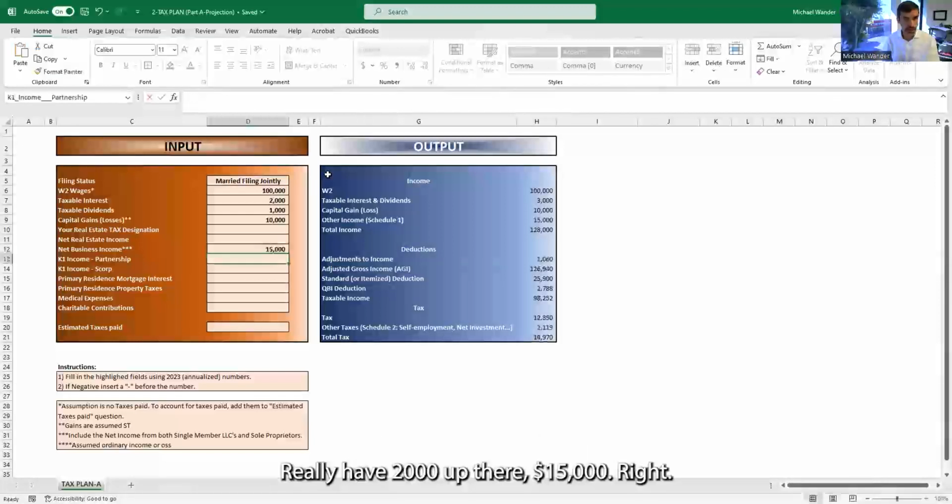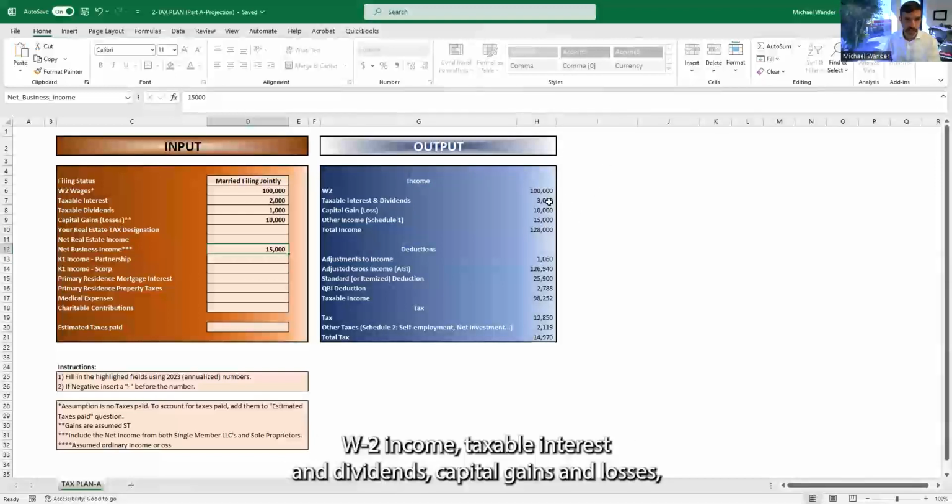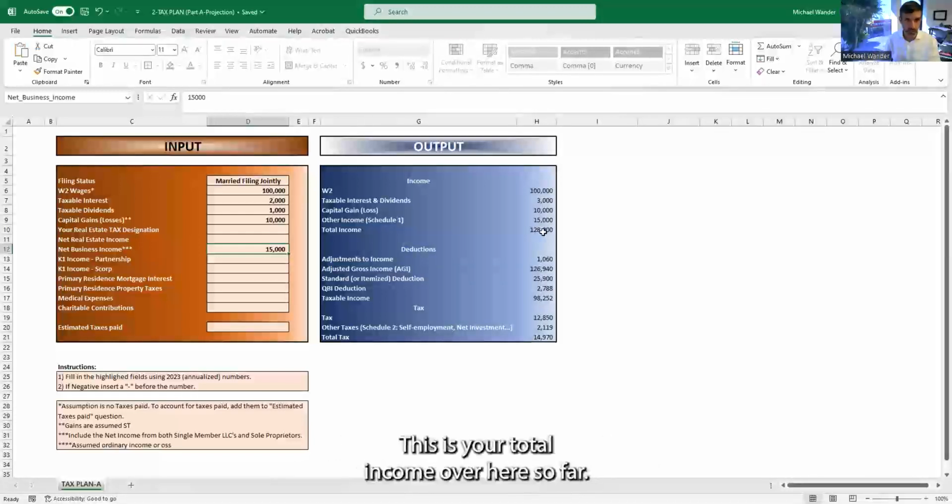We already have 10,000 up there, $15,000, right? So here we see all these numbers are being added up over here. We have the W-2 income, taxable interest and dividends, capital gains and losses, other income, total income. This is your total income over here so far. So this also is automatically calculating your adjustments, AGI.